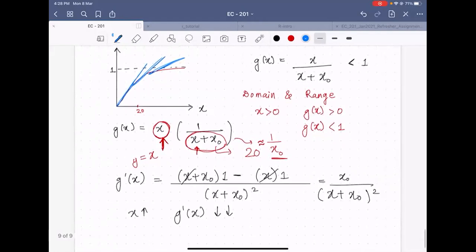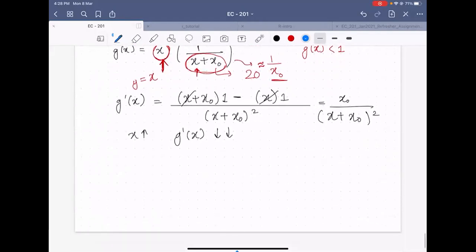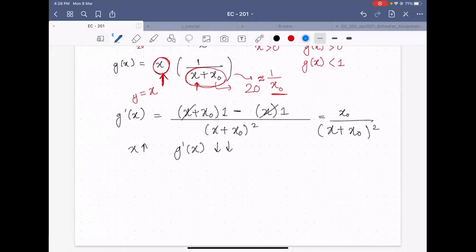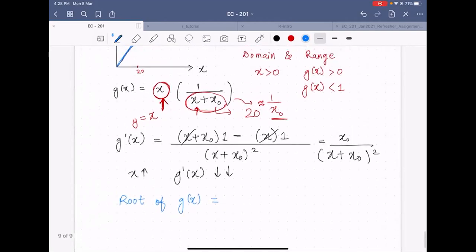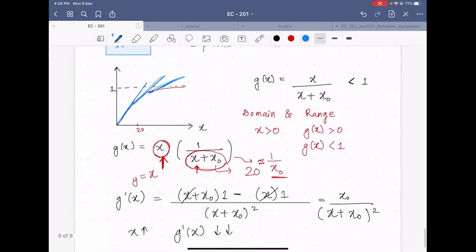I think it is. Yes. Okay, so one more thing I think we forgot, which is the root of the function g(x). What would be the root of g(x)? I think this should be simple. The root is where the function g(x) becomes 0. At what point do you think the function would become 0?